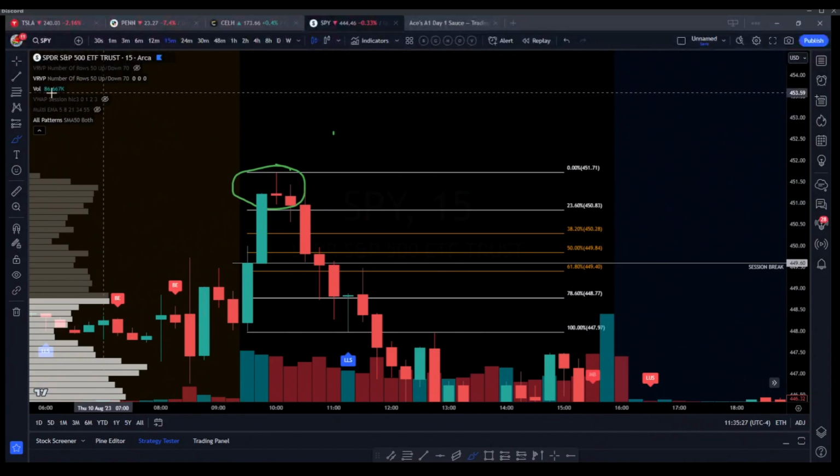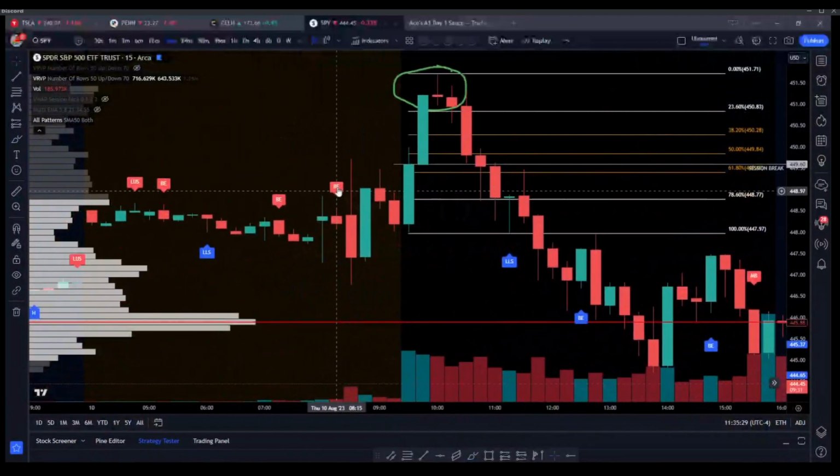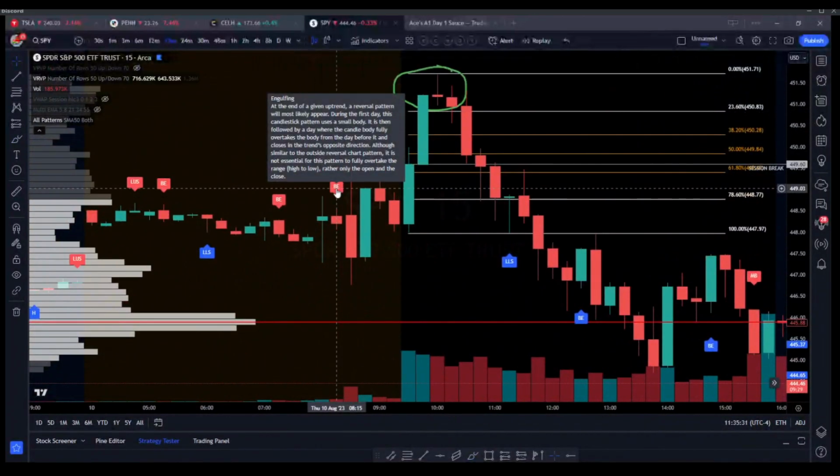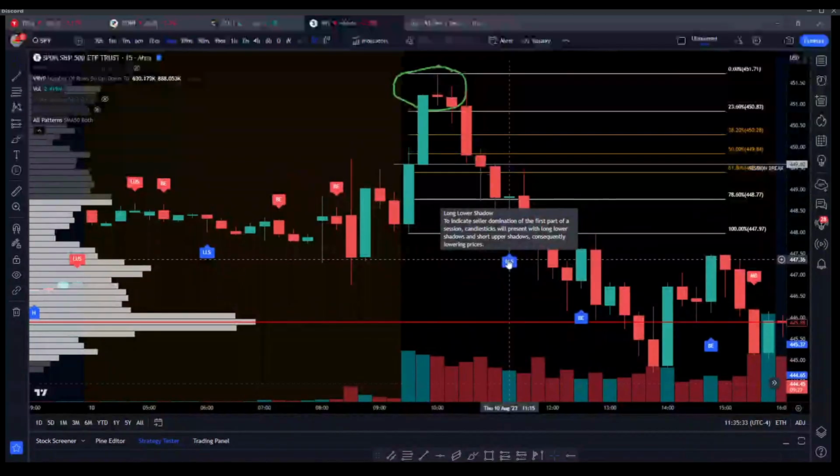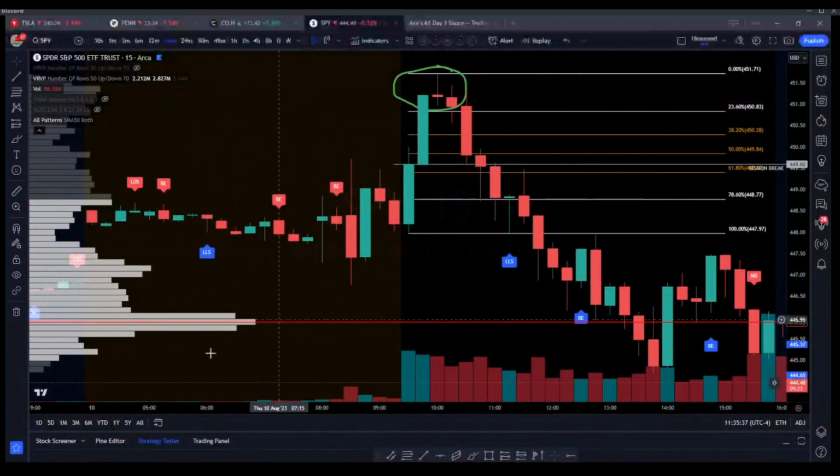And you guys can see right there, right? It'll mark it off, and you can hover over it and see, hey, this is a bearish engulfing candle. Hover over this. Hey, this is a long lower shadow. So on and so forth, right?